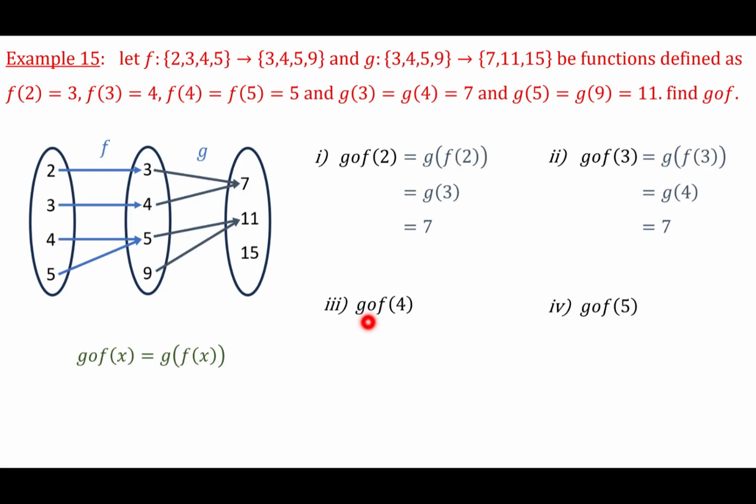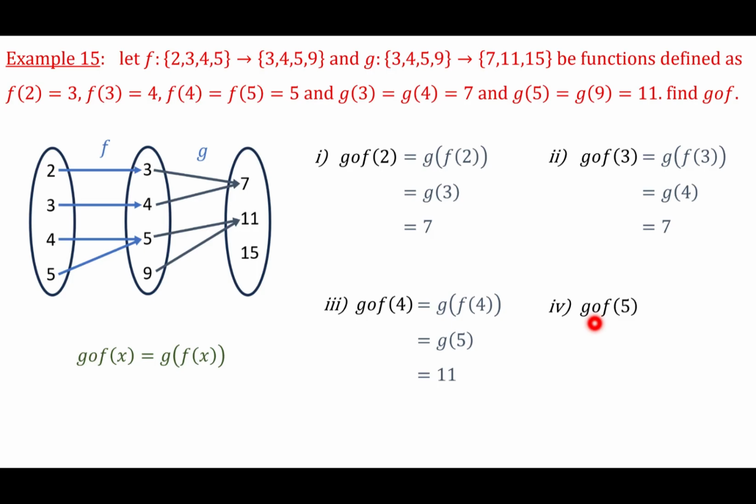Part 3, g circle f of 4. G circle f of 4 is nothing but g of f of 4. And f of 4 value is given in the question. F of 4 is equal 5. So in place of f of 4, I'm writing 5. So that is g of 5. And g of 5 is given, which is 11. So g circle f of 4 is 11.